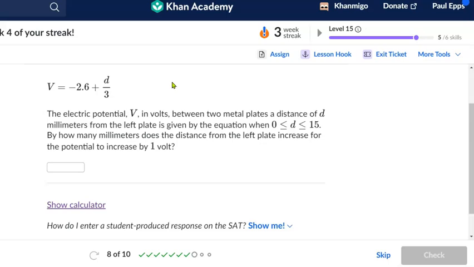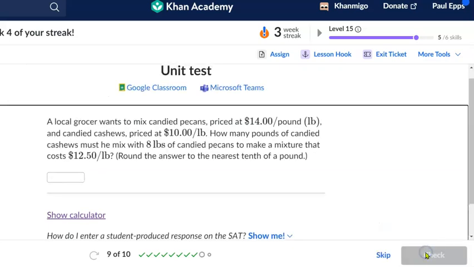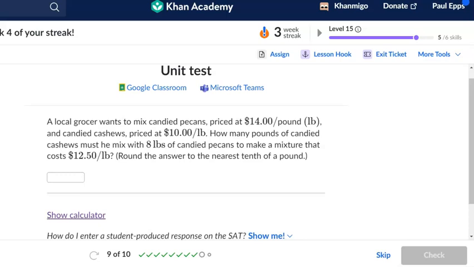All right. Is this a trick question? Because it looks too easy. So we want volts to go up by 1. And we're going to add d over 3. So doesn't d have to be 3? 3 over 3 is 1. I don't know. Let's try it. Okay.